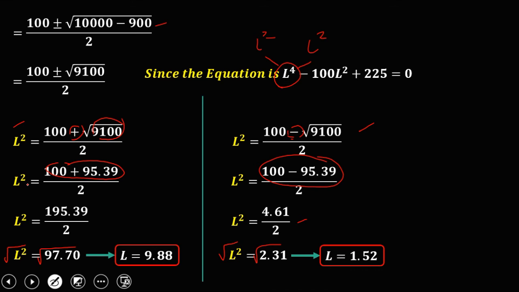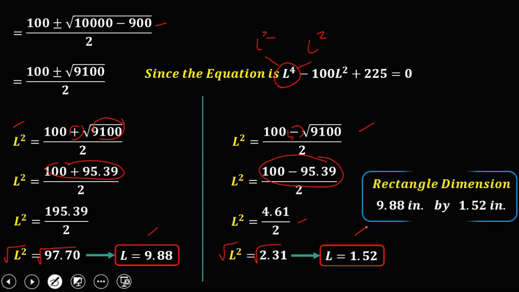Now, there's no need to solve for the width because from these values, we can conclude that the rectangle dimension is 9.88 inches by 1.52 inches.